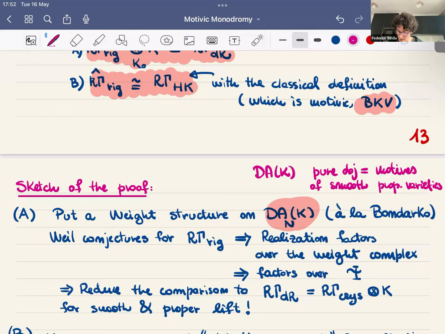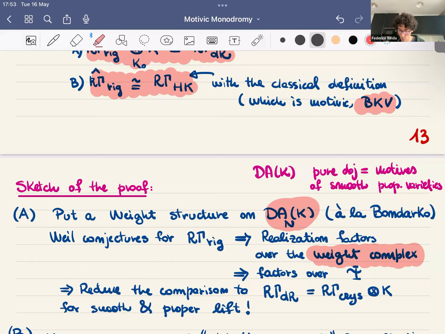Now, if you use Bondarko's theory, you can canonically produce a certain complex of objects in the heart of a weight structure. So a complex in the category of pure objects in your theory, which is called the weight complex. And this weight decomposition, this motivic weight decomposition, is what allows you, after realization, to see again the weight spectral sequences. Okay, so let me not get into much detail about that, but it's something that you can build out of the geometry of your variety X.